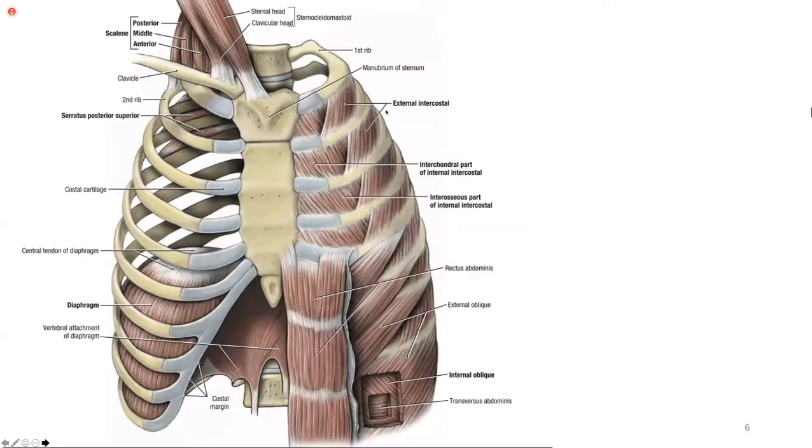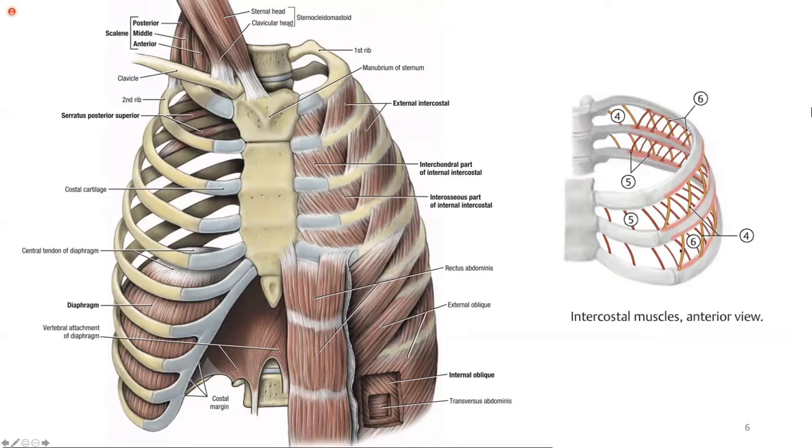Now, this is the external intercostal and this is the internal intercostal. This is a schematic picture which really shows you how these muscle fibers have been arranged in different directions. It shows the external and internal intercostal muscles and how they are organized.